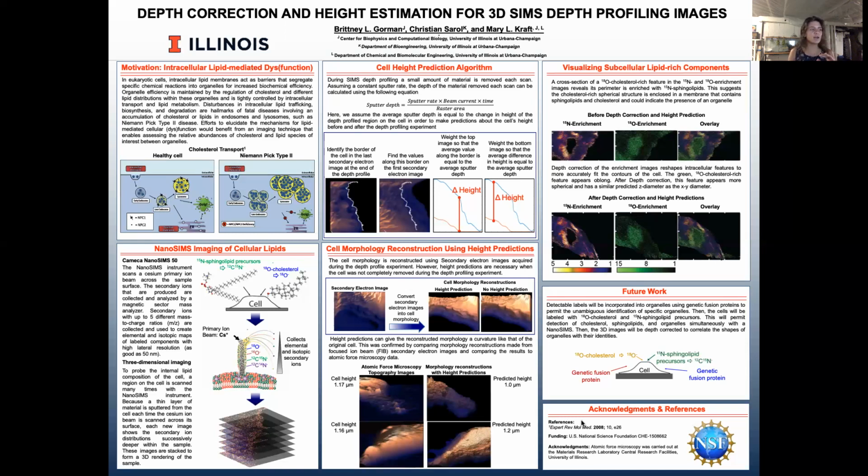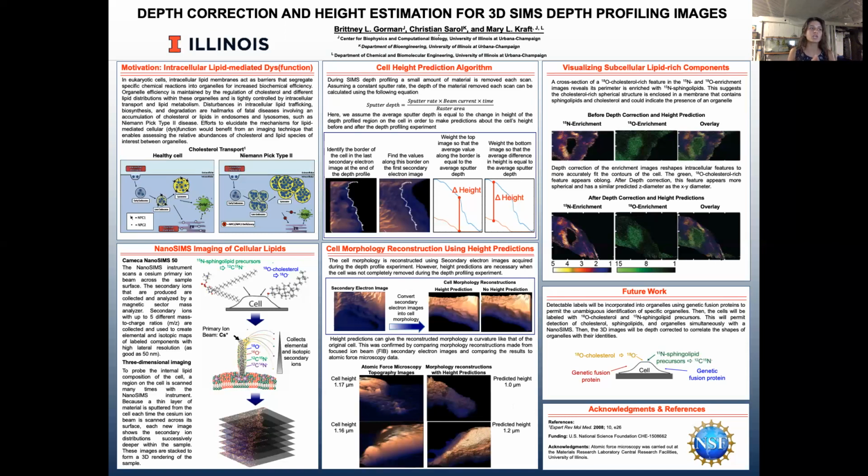We then tested this approach for height prediction using focused ion beam secondary electron microscopy depth profiling, and found that when compared to atomic force microscopy topographies, we got pretty good estimations of the height predictions. In the atomic force microscopy, both of these cells were around 1.2 microns in height, and we got a predicted height of 1 micron and 1.2 microns for our algorithm.